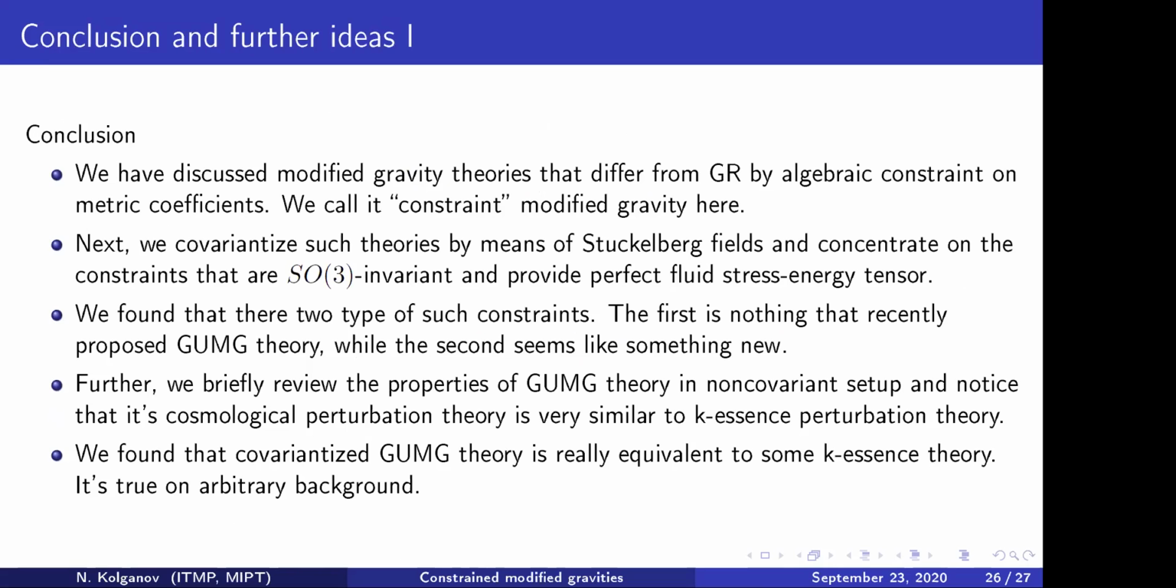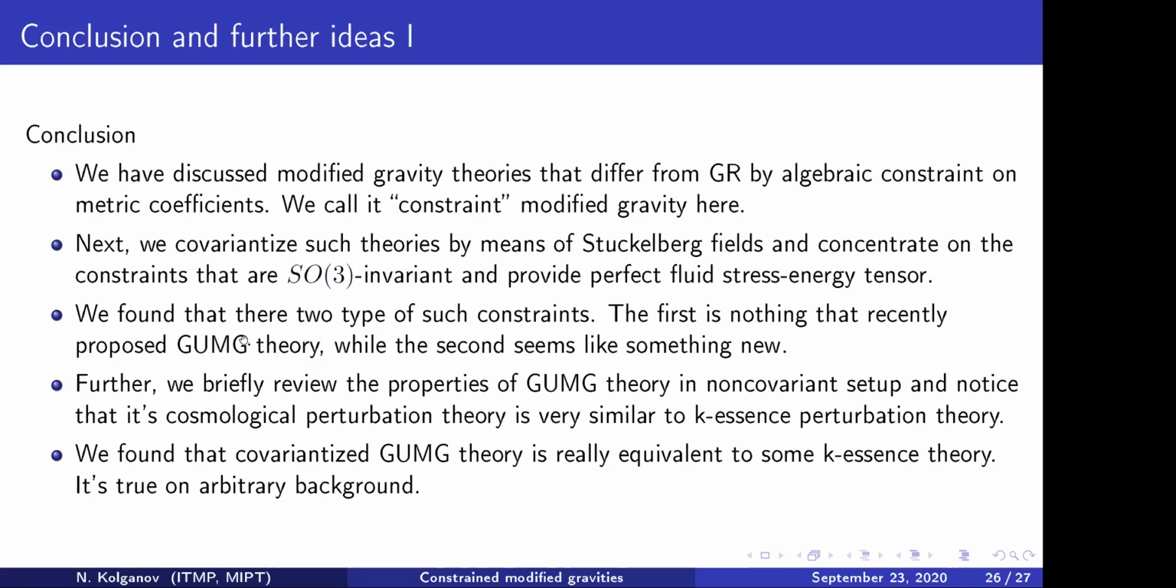So let's conclude what we have done. We introduce maybe a new idea of modified gravity theories, which differs from general relativity by some constraint on metric coefficients. Because of this fact, I call it constraint modified gravity in this talk.